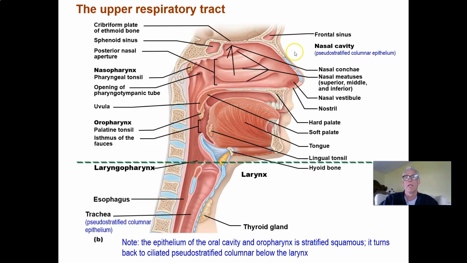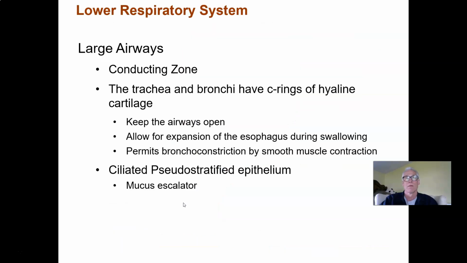In our previous meeting, we talked about the structures of the upper respiratory system, which we got down as far as the larynx, which represents a boundary between upper and lower respiratory systems. The lower respiratory system, like the nasal cavity and sinuses, has a pseudostratified columnar epithelium with cilia that can sweep a layer of mucus and any trapped dust and debris and bacteria up out of the lungs, and then that can be swallowed down to be destroyed in the stomach.